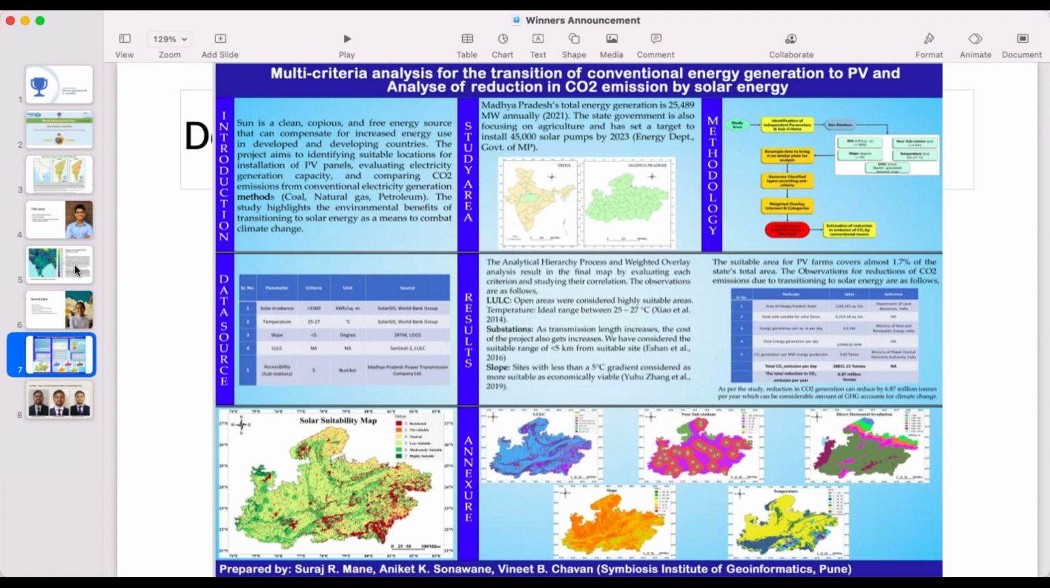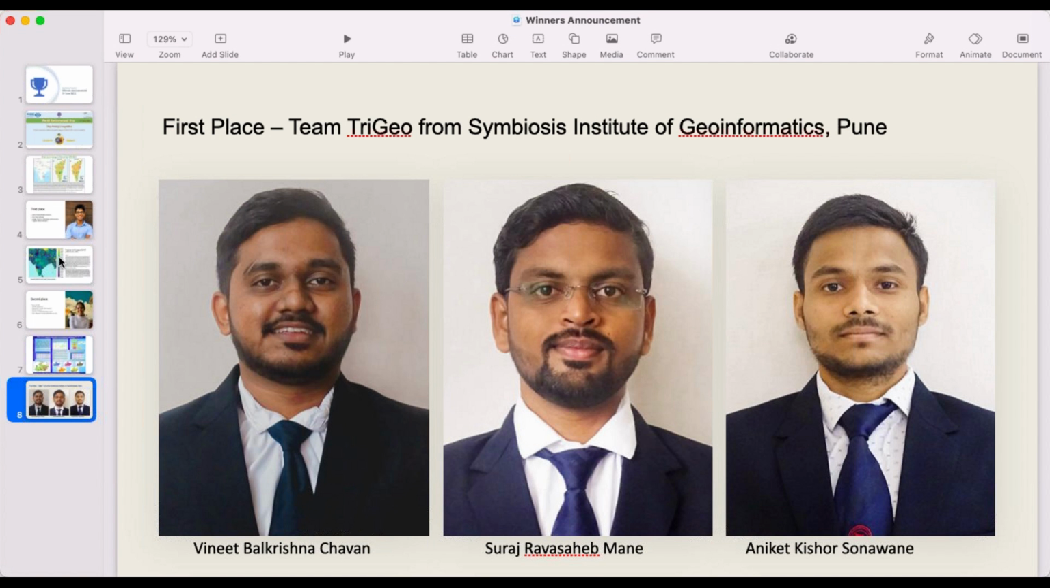And the first prize goes to the poster titled Multi-Criteria Analysis for the Transition of Conventional Energy Generation to PV, and analysis of reduction in CO2 emission by solar energy. This poster was submitted by a team of three students. The team name is Team 5Geo from Symbiosis Institute of Geoinformatics, Pune. So congratulations to Vinit, Suraj, and Aniket for winning the first prize.